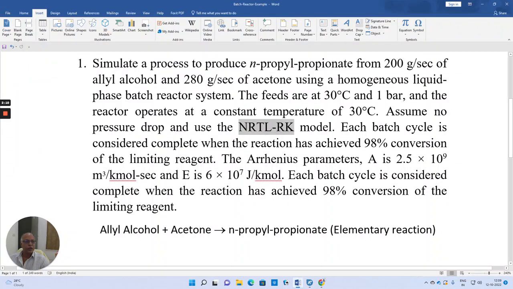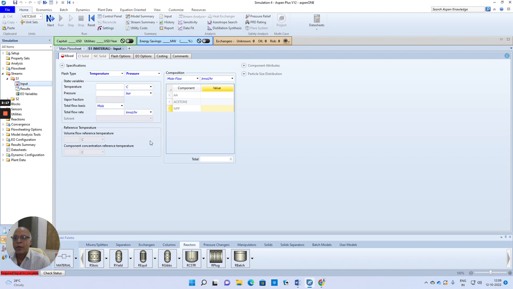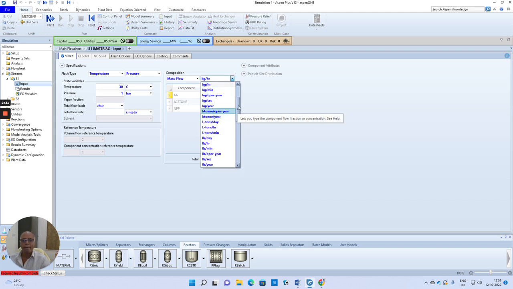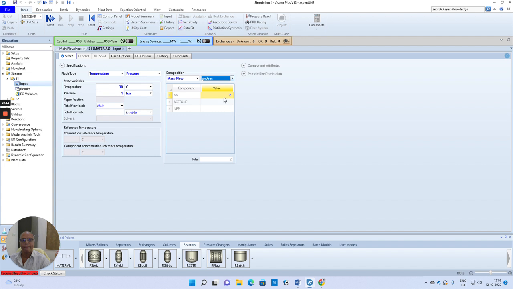So I think you are given that this is entering at 30 degrees centigrade and 1 bar. The reactor is also operating at 30 degrees centigrade, 1 bar. And you are given the mass flow rates. Allyl alcohol is entering at the rate of 200 grams per second. Acetone, 280 grams per second. Next. So we have addressed stream 1.